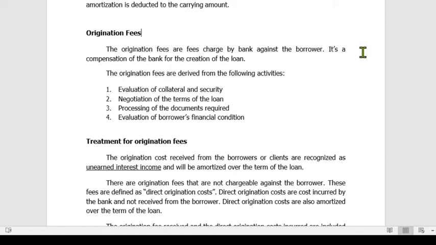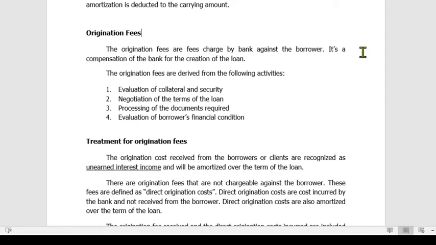Itong mga origination fees, these are essentially origination costs yan. However, ang nag-shoulder ng expenses is the borrower. So, anong klaseng mga origination fees? For example, let's look at this. Number one, evaluation of collateral and security.